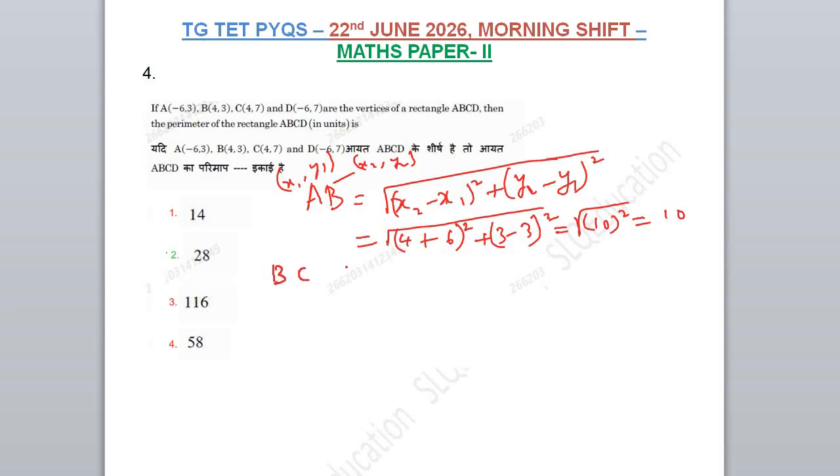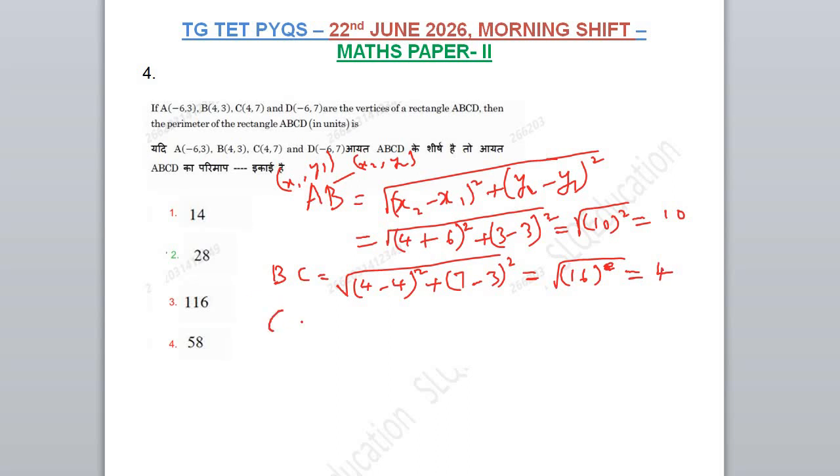Similarly we have to find BC. The length of BC is the square root of (4 minus 4) whole square, that is 0, plus (7 minus 3) whole square. 7 minus 3 is 4, and 4 square is 16, so simply the answer is 4.